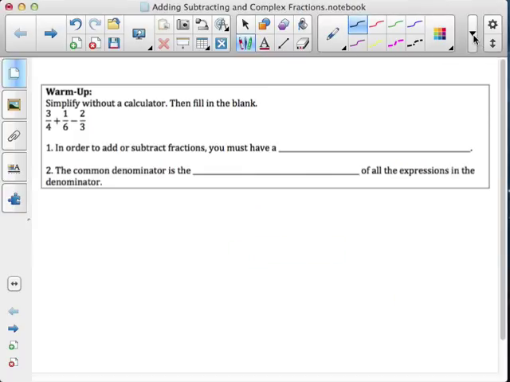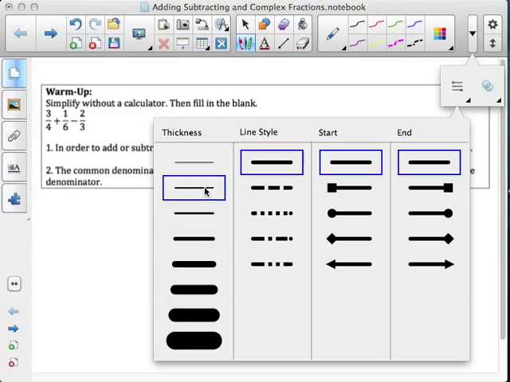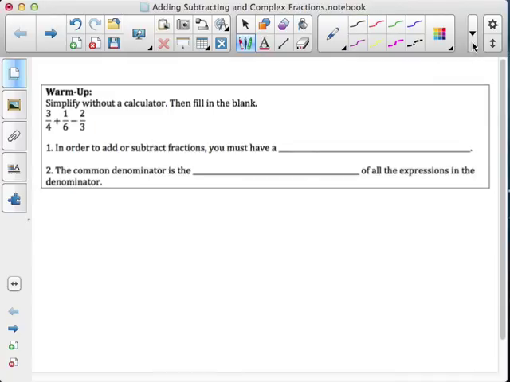So today's notes are about adding and subtracting rational expressions. We've already done multiplying and dividing, and we did simplifying. And remember that a rational expression is the quotient of two polynomials. So in the numerator you have a polynomial, and in the denominator you have a polynomial. So your warm-up is simplify without a calculator, then fill in the blank.